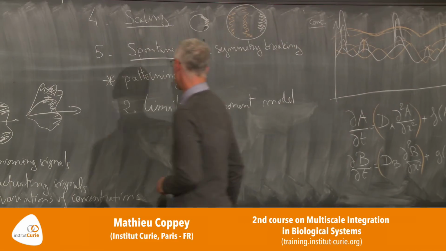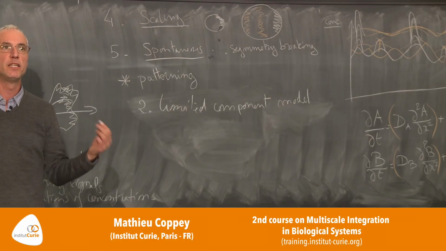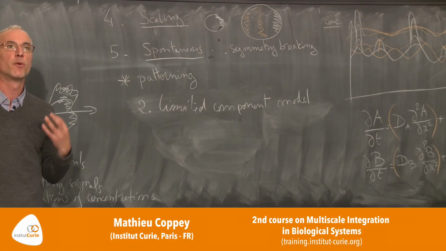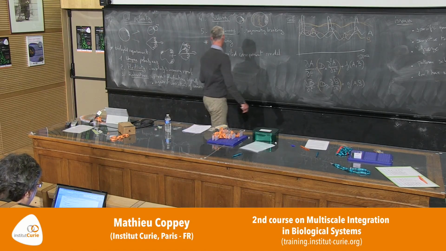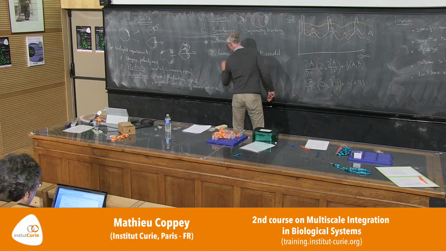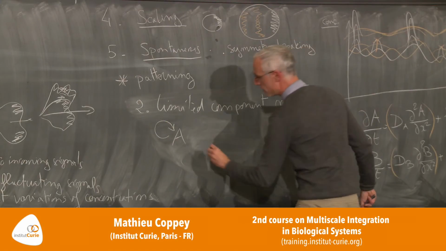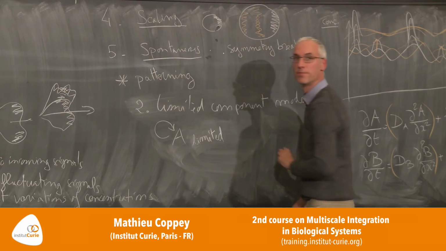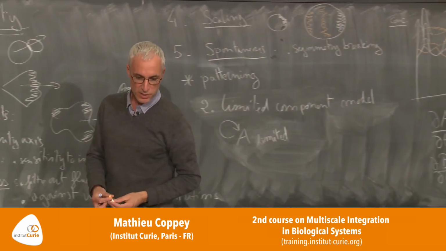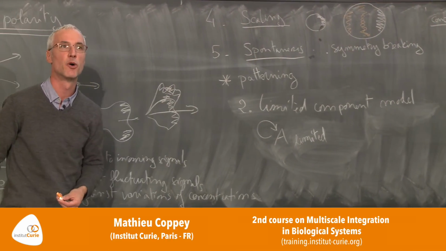So the limited component model, actually, the idea is to reuse this idea of local activation and global inhibition, but in a much simpler way than the Turing idea. And the idea is really simple. The whole idea is to take a molecule that will still have some self-activation, but that is going to be limited. And that's it. And you're fine. So how that works, actually, I have one experiment I like that shows how it works.